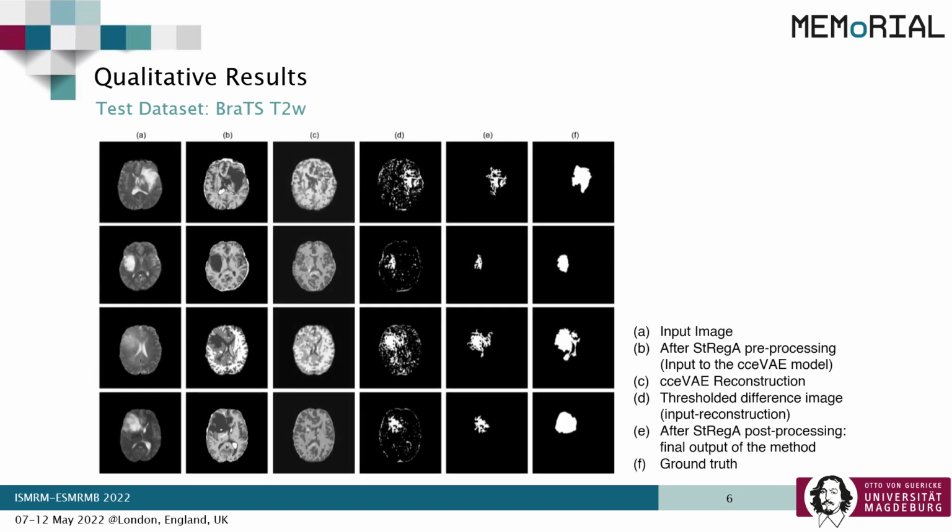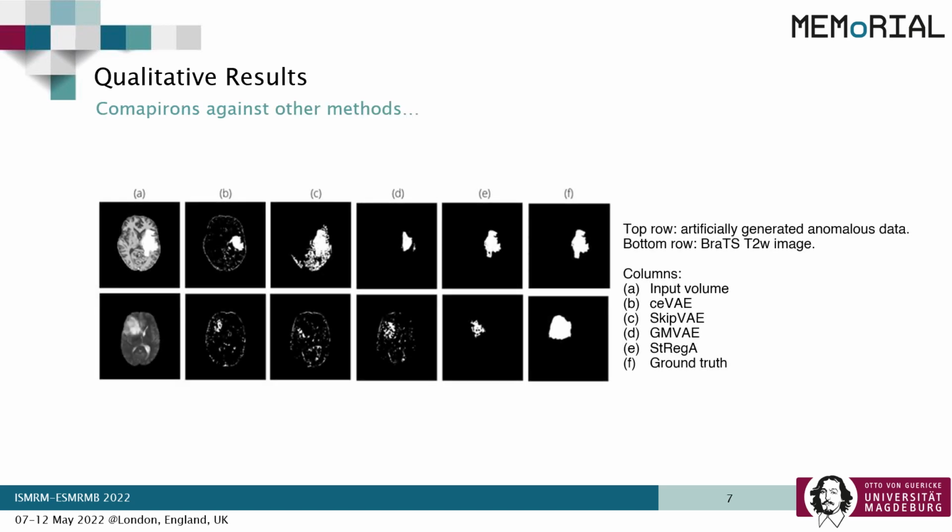The next examples are from the BraTS T2 weighted dataset. It can be seen that the performance is better, agreeing with the quantitative results, but here also we can see some undersegmentations. Now let's have some comparative examples. The first row shows an example from the artificially created anomalous dataset, and the second one from the BraTS T2 weighted dataset. It can be seen that StRegA performed considerably better than the other models, which is in agreement with the quantitative results.